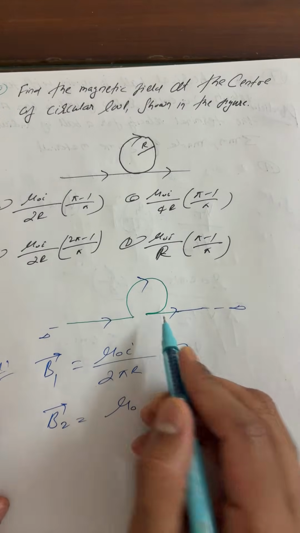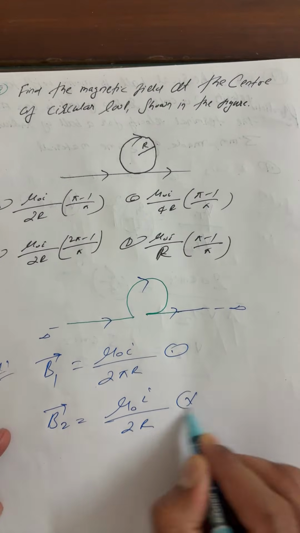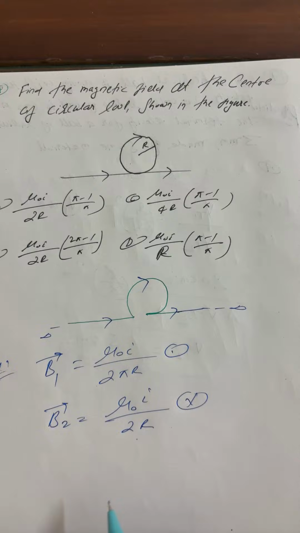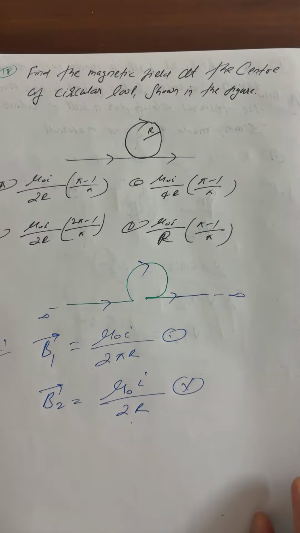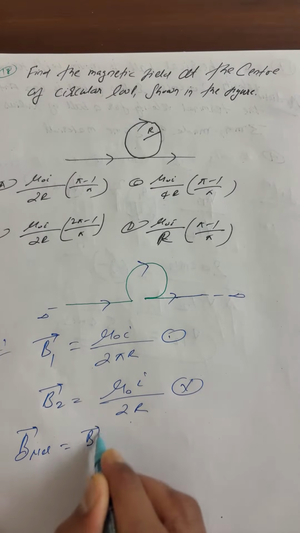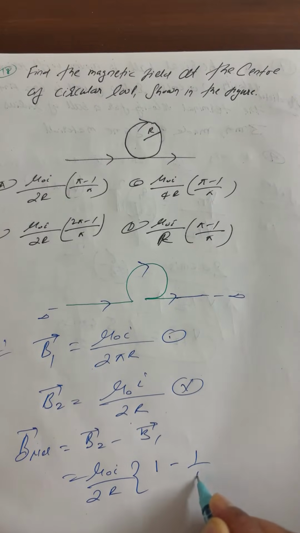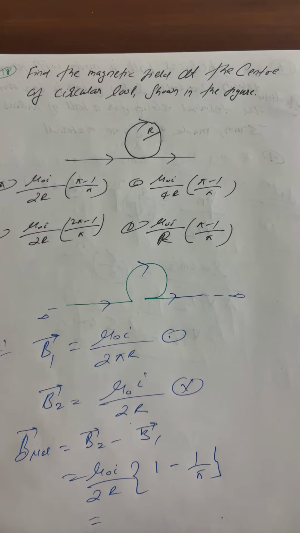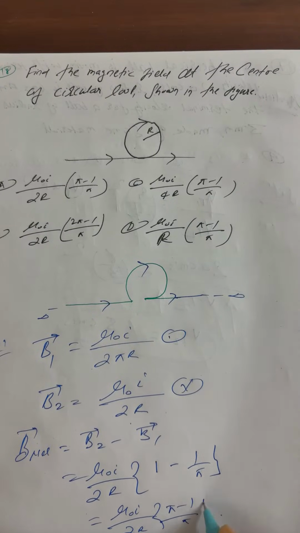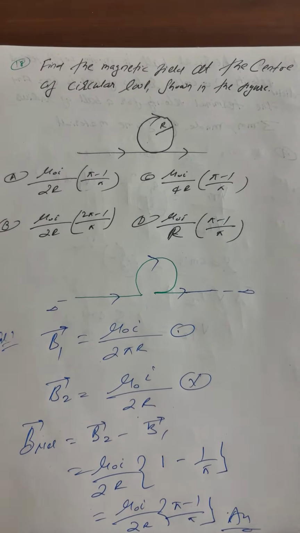Now this is B2. Magnetic field at the center of circular loop. I hope you remember, everyone. Mu naught into I by 2R. Now this is inward. This is higher. This is lower. Right? So for this question, we have to find net magnetic field, which is nothing but B2 minus B1. You can take mu naught into I by 2R common, 1 minus 1 by pi. Just do further simplification. Mu naught into I by 2R, (pi minus 1) by pi. Students, this is the answer for the question. So I can see which option is correct.